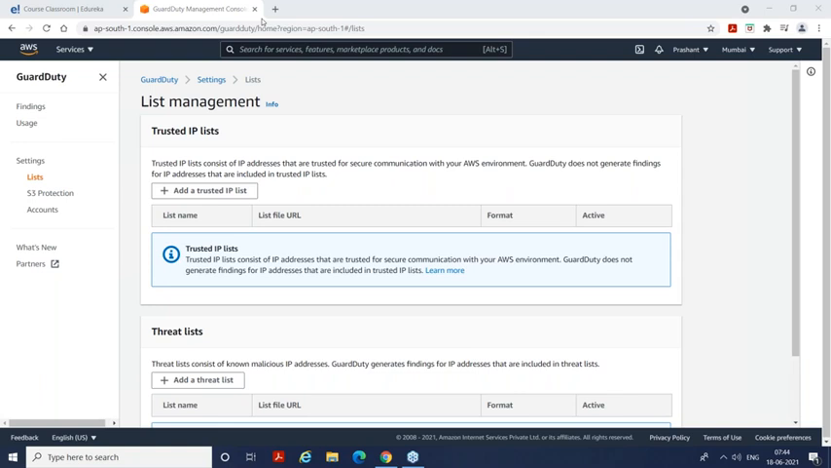Sweta, I think that was your question. Is that answering your question? GuardDuty is enabled region wise? Absolutely yes. GuardDuty is region specific.